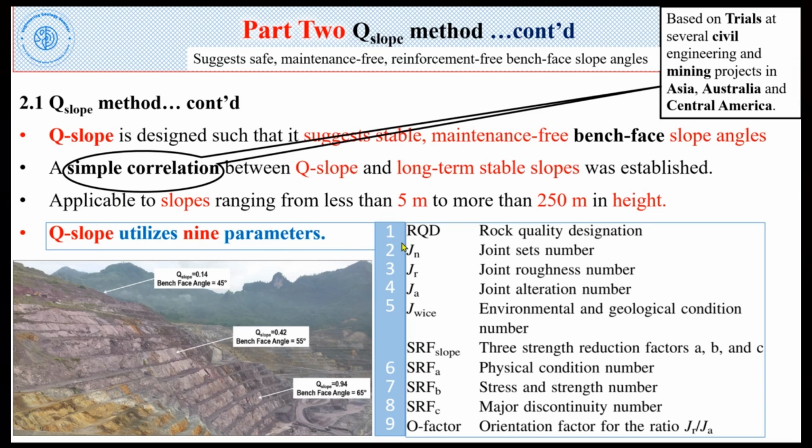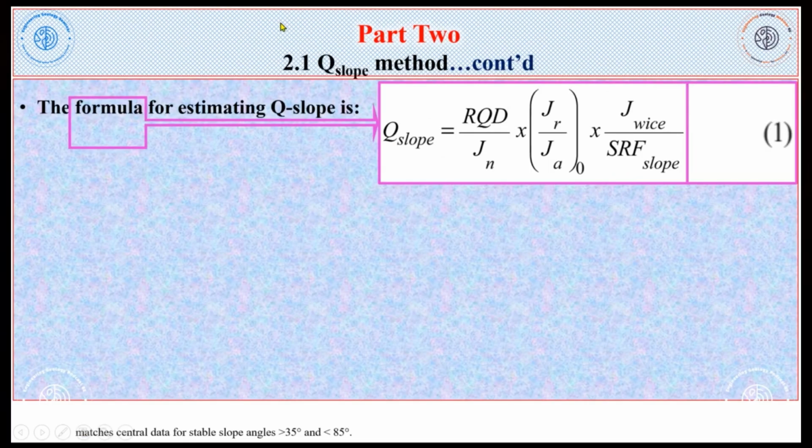The formula for estimating Q slope value is given as: Q slope is equal to RQD over joint set number, times joint roughness number over joint alteration number, times O factor, that is the orientation factor of this ratio, times environmental and geological factors, divided by the strength reduction factor of the slope. That means when you say strength reduction factor of the slope, there are 3 strength reduction factors, that are strength reduction factor A, B, and C. So the largest of the 3 will be considered for calculation.